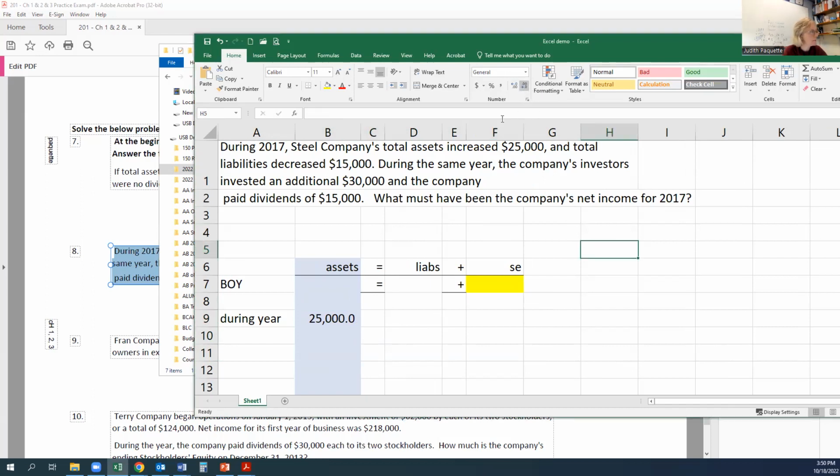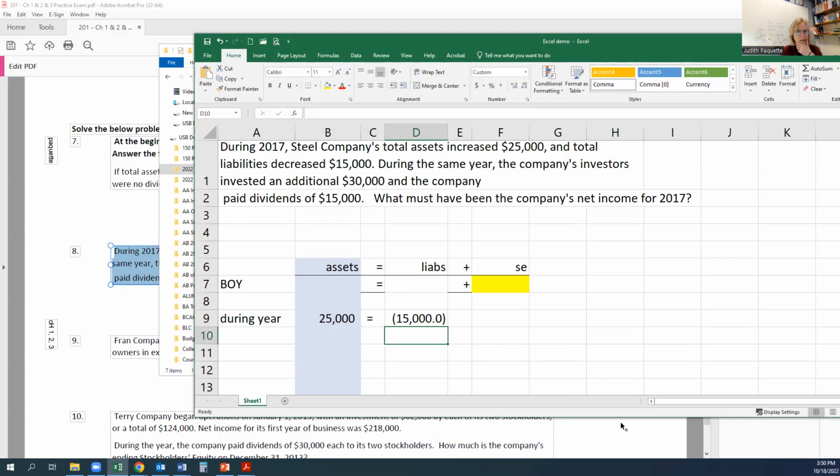All right, so there's their increase to assets of 25,000. Liabilities decreased 15,000. So we're going to show that as a negative. And I can get Excel to format so that it shows the brackets around it. Now, stockholders' equity, there's two accounts there. One of them is common stock, and the other one is retained earnings.